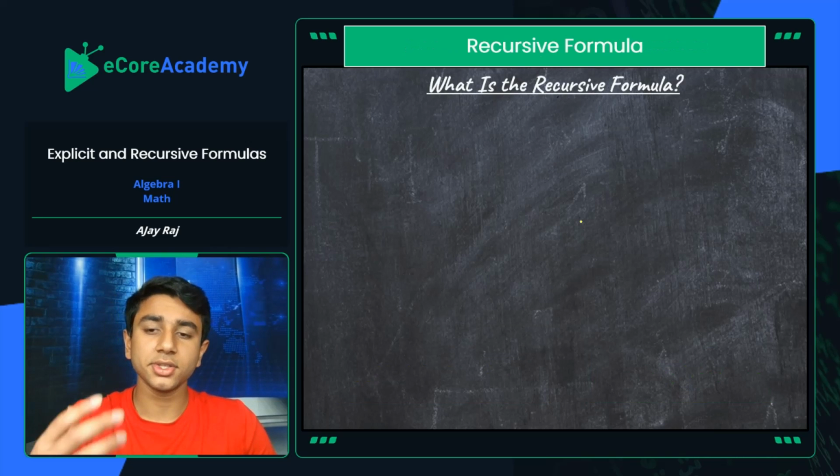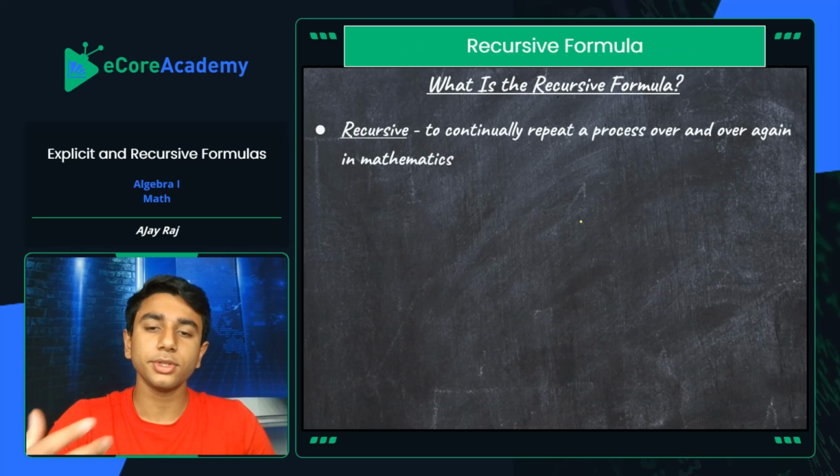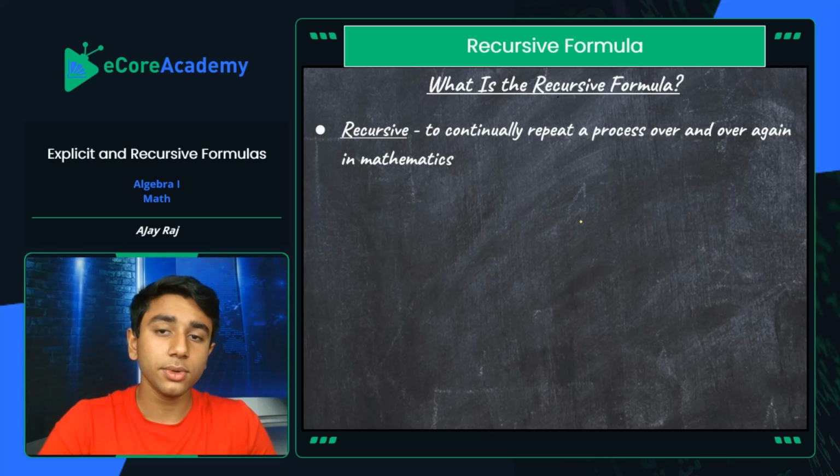So what exactly is the recursive formula? Well, I'll give you a simple definition to think about. Recursive in mathematics means to continually repeat a process over and over again. Now, if you think about a sequence, the sequence never stops. It goes over and over again.